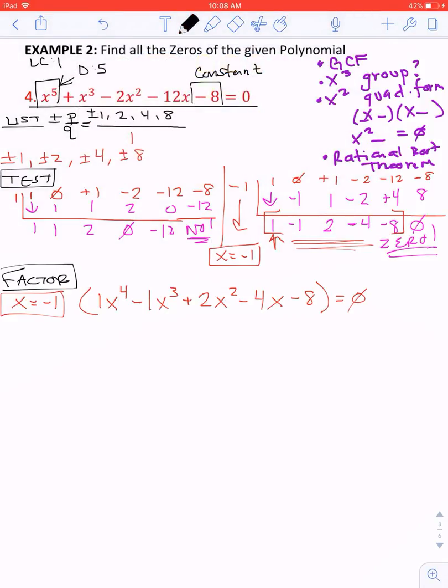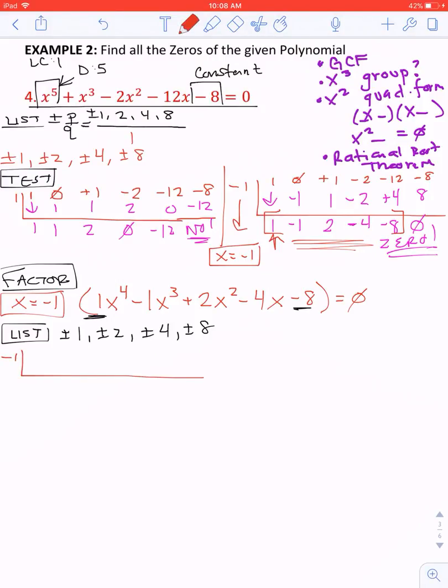So let's list. All right, 1 and 8 are still my lead coefficient and my constant, so my list is the same, so plus or minus 1, 2, 4, and 8. So positive 1 did not work, so I know that I'm not going to use that again, but negative 1 could be a double, so I do want to test that again. All right, so I'm going to test negative 1.